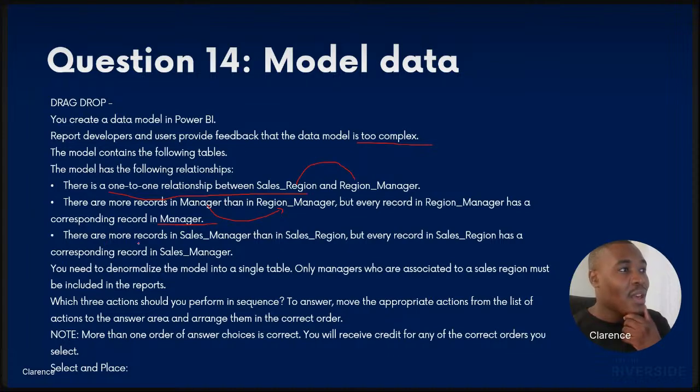Okay, cool. There are more records in the sales manager than in the sales region. So that means there are probably sales managers that are not allocated to particular regions. That's what this is also telling me. But every record in the sales region has a corresponding record in the sales manager. So that means you do not have a region whose manager is not in the data set itself. For me, those are very important keywords.